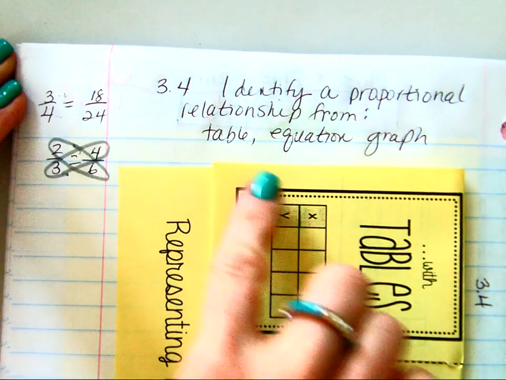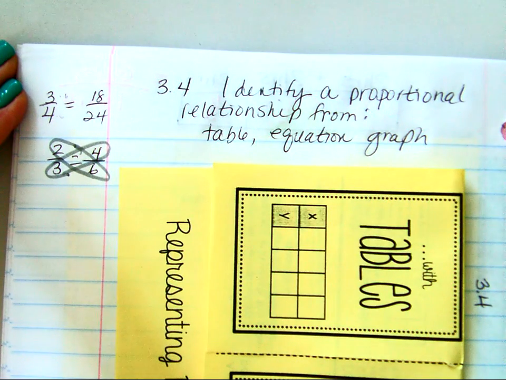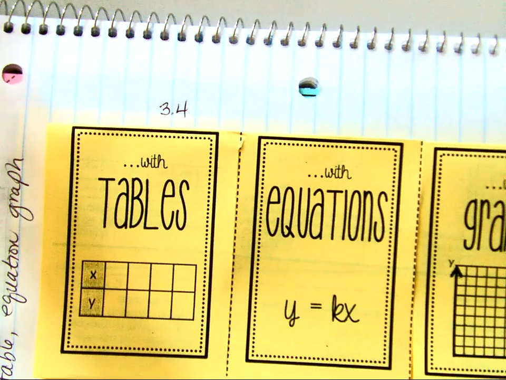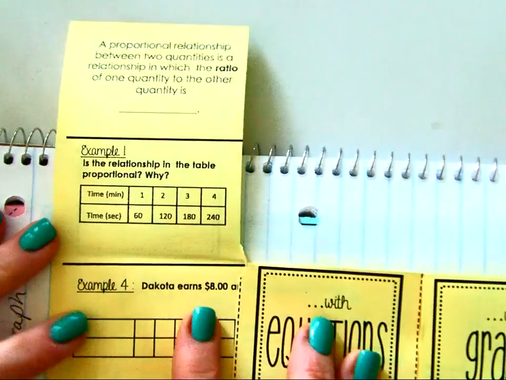So now that we know what a proportion is, let's talk about what proportional relationships look like. So we're going to kind of turn this sideways, and I want you to open up your first tab right here, okay? We're going to skip to example 1.